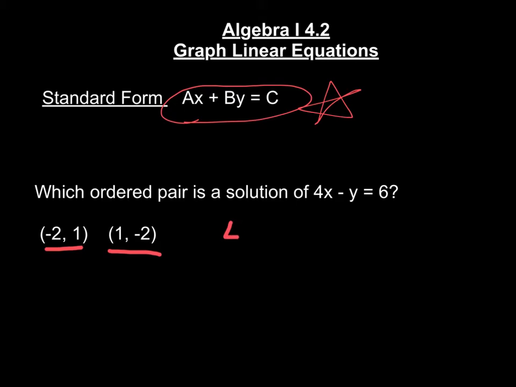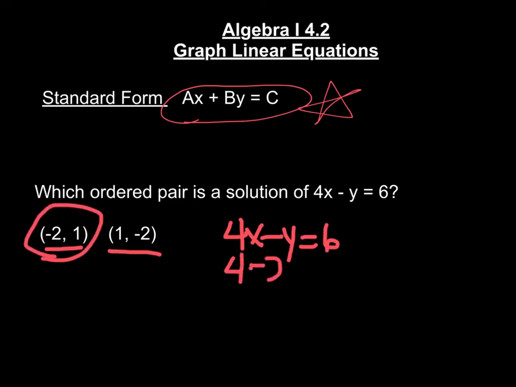Okay, 4x minus y equals 6. Let's do the first ordered pair. 4 times -2 minus 1. 4 times -2 is -8, minus 1 is -9. Okay, -9 does not equal 6. Therefore, (-2, 1) is not a solution.